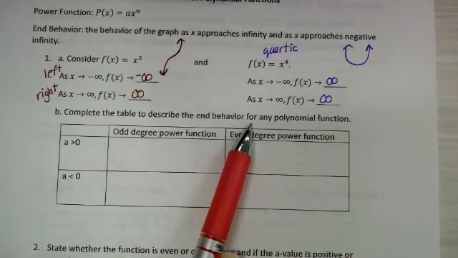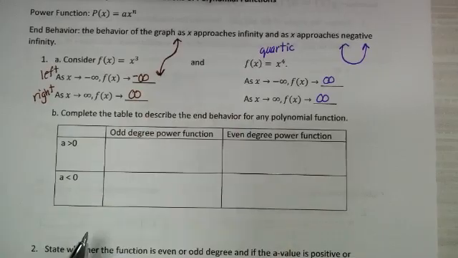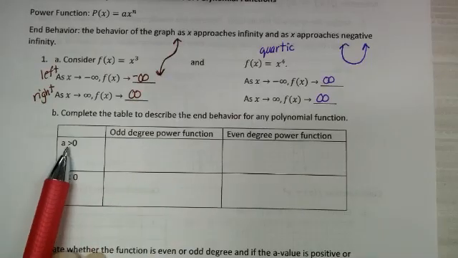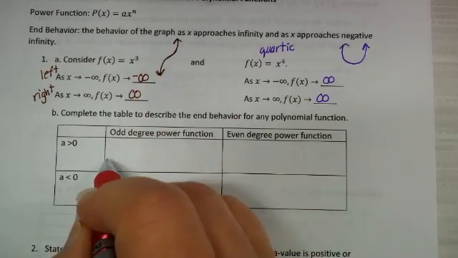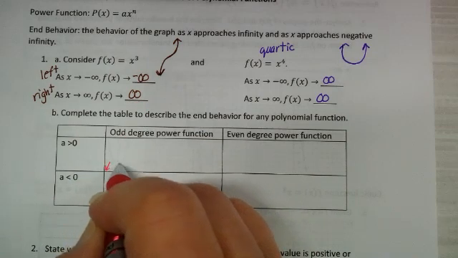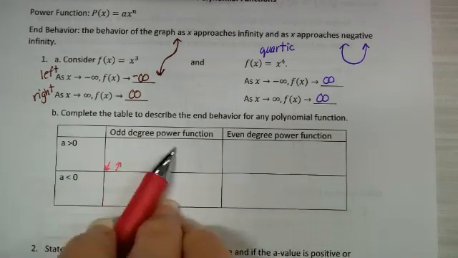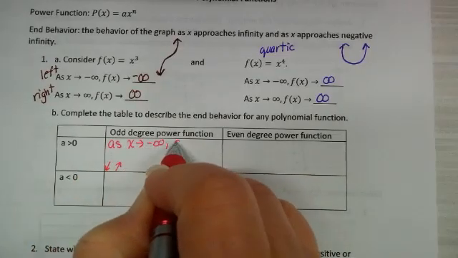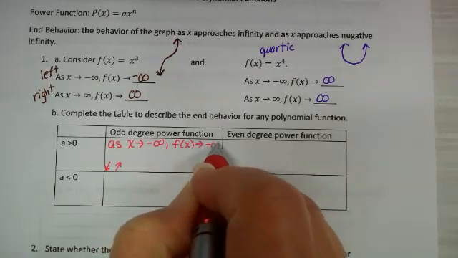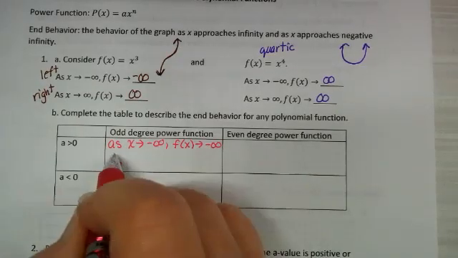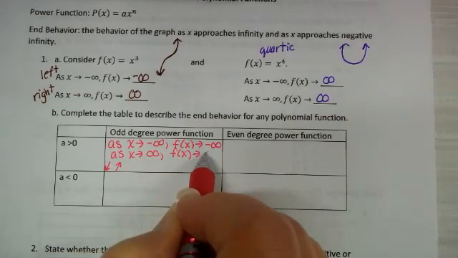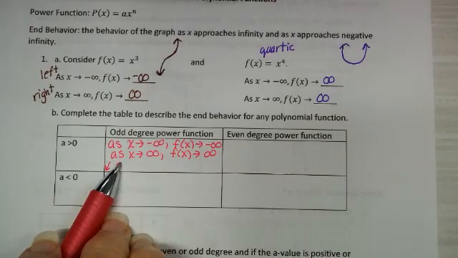So we're going to describe the end behavior for any polynomial function based on these two. An odd degree, maybe it's x to the third, x to the fifth, x to the seventh, any odd degree function. If a is greater than 0, then we're looking at a graph that's down and then up. So in mathematical language, we're going to say as x approaches negative infinity, f of x approaches negative infinity. The left side's going down. As x approaches positive infinity, f of x approaches positive infinity. The right side is going up.